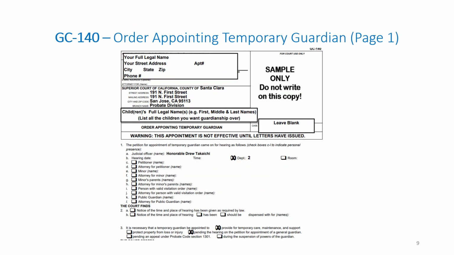Form GC-140 is the order the judge will sign if you're appointed temporary guardian. In the caption at the top, fill out your name and contact information, the court's address, and the full legal name of the child or children. The same information will need to be listed on several of your other forms.